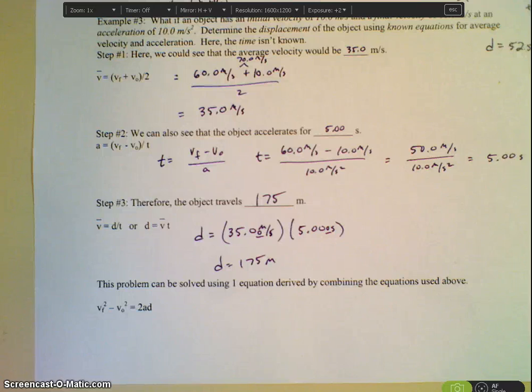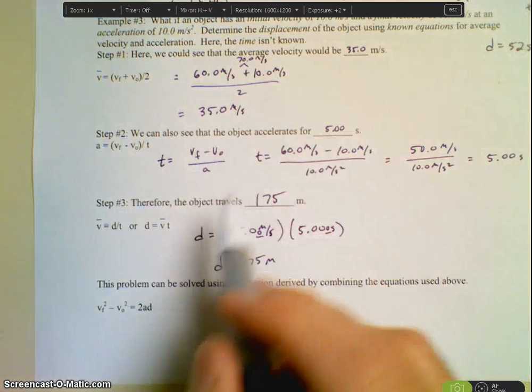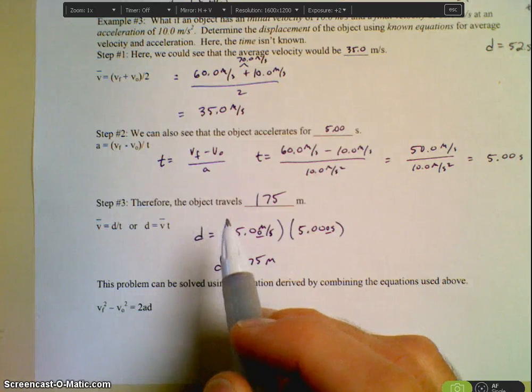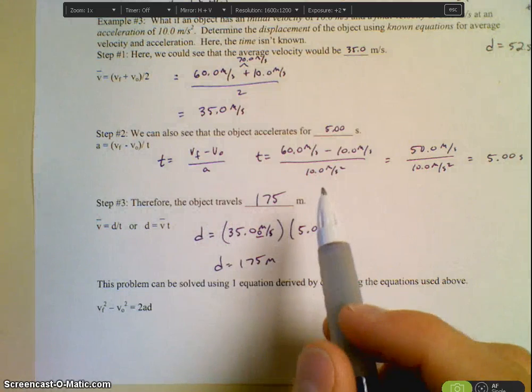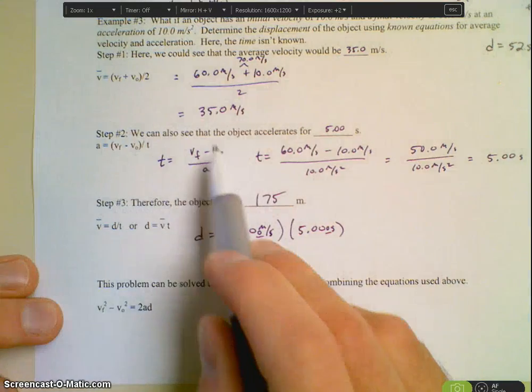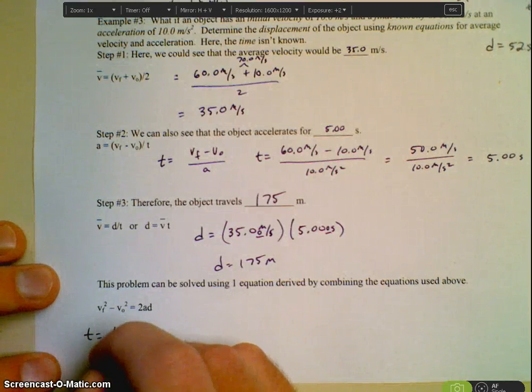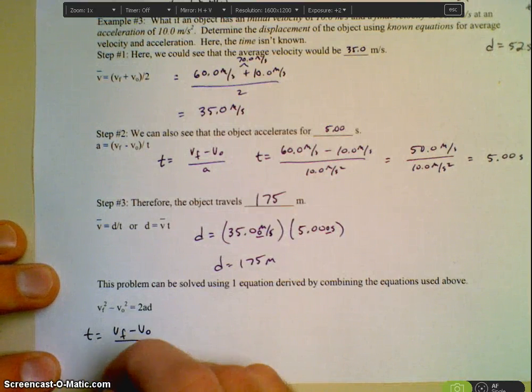But here we go. The first equation, if you notice, we're not given time and we're not given the final velocity. I'm sorry, we're not given the time and we're not given the displacement. So we're going to solve a couple equations in terms of t. So here's one of them. So t is equal to Vf minus Vo all over A.